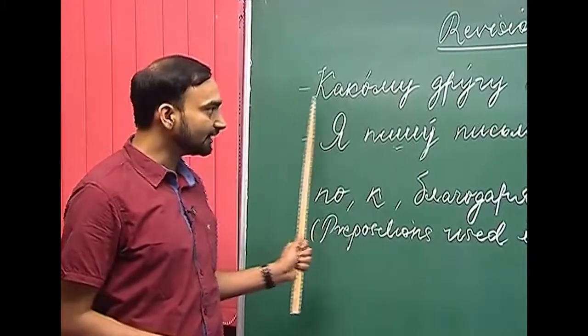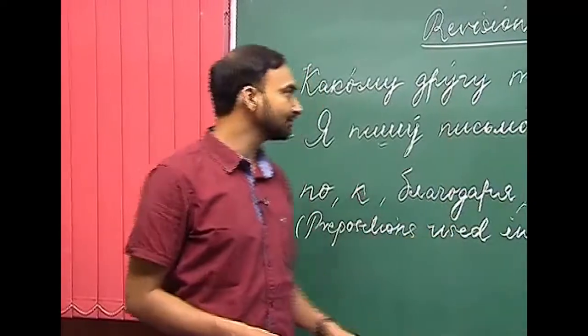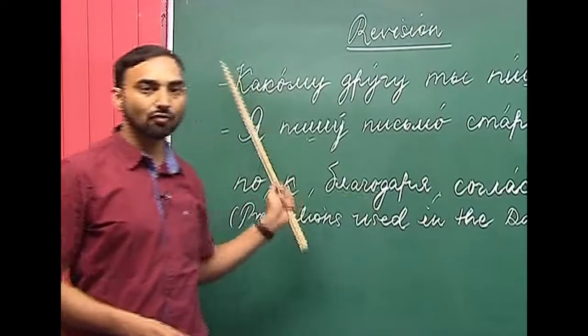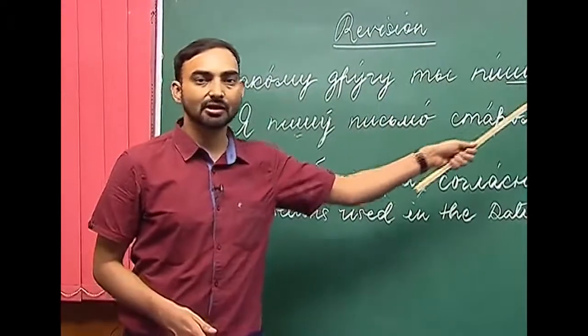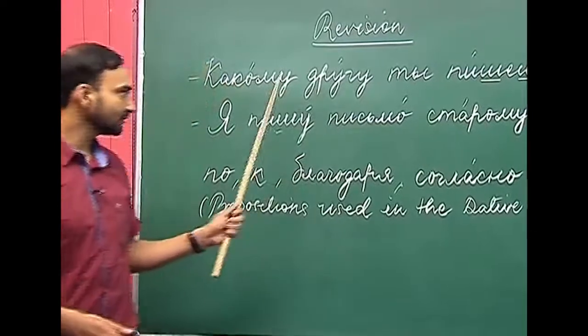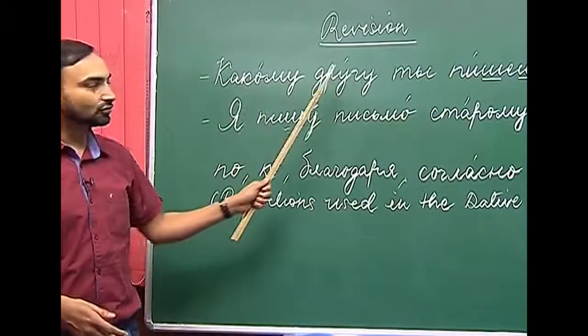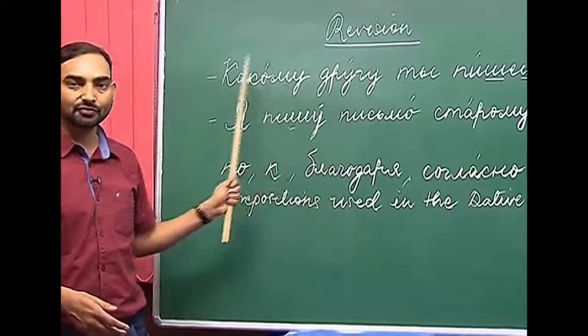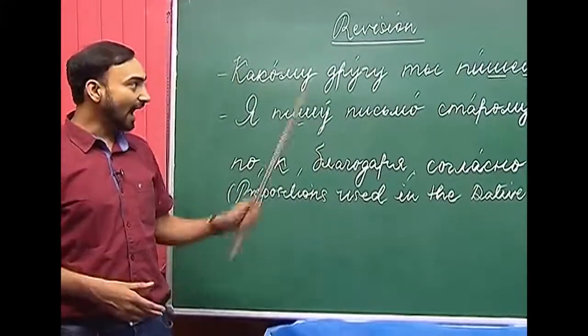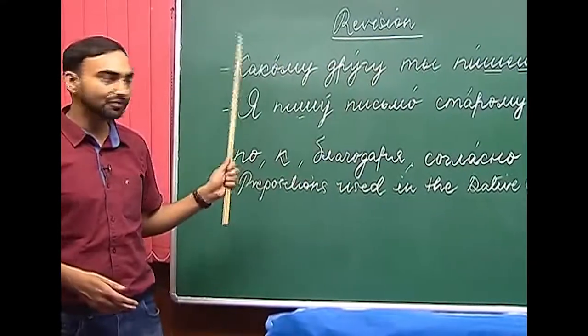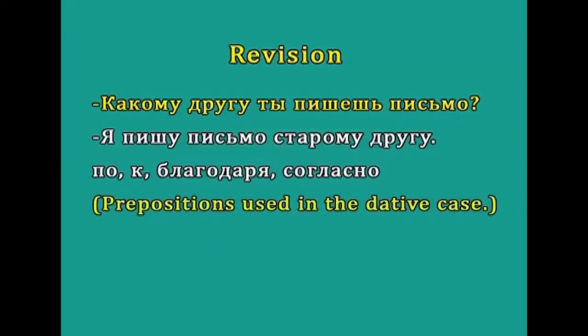So, here I have written an interrogative sentence: Kakomu drugu ti piszesz pismo? To which friend are you writing a letter? So, here as you can see, drug is masculine. So, we have used kakomu. Had it been padruga, then we would have used kakoi padruge ti piszesz pismo.